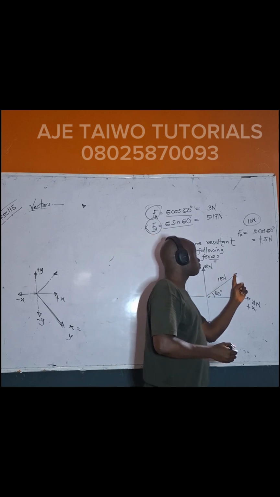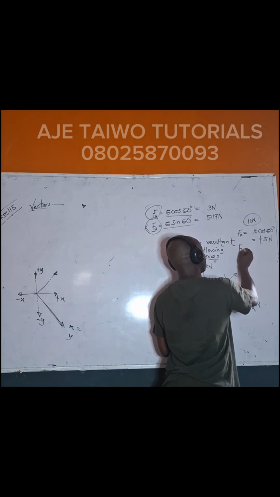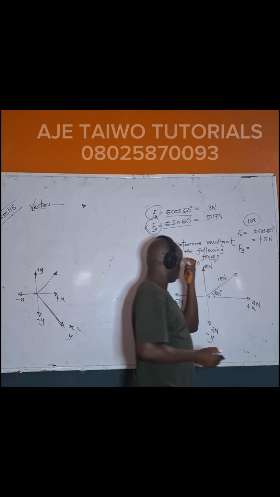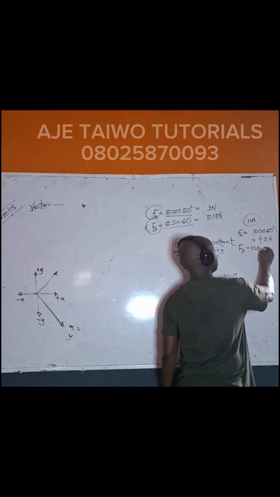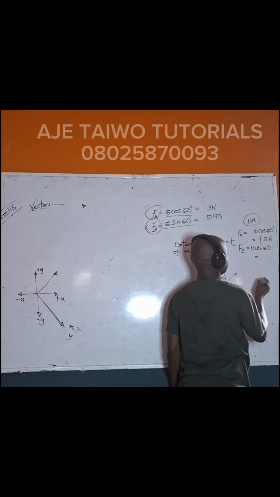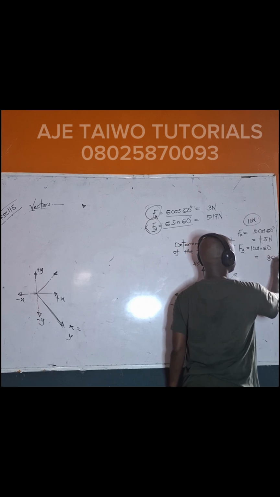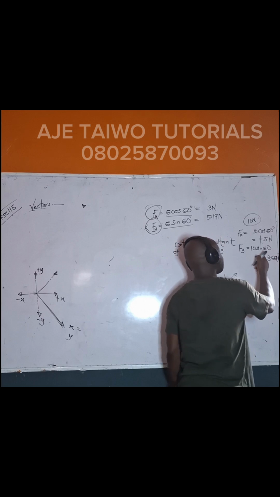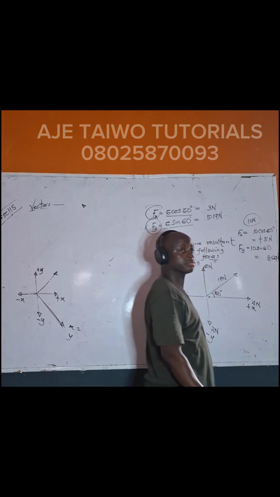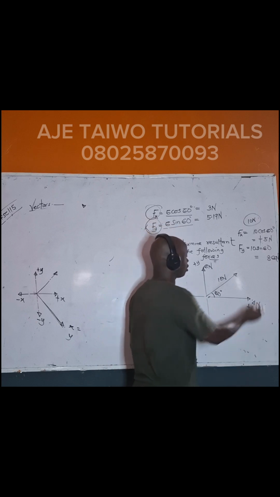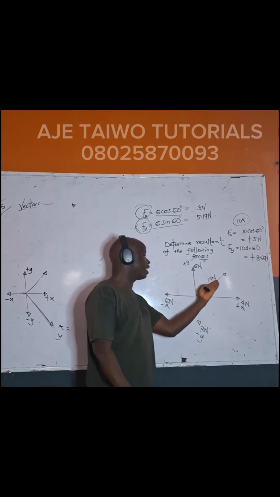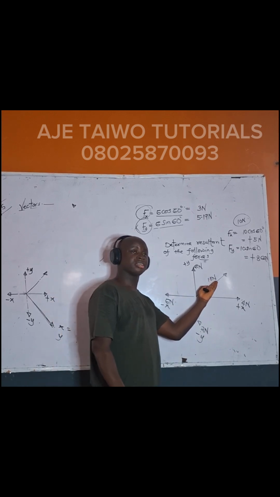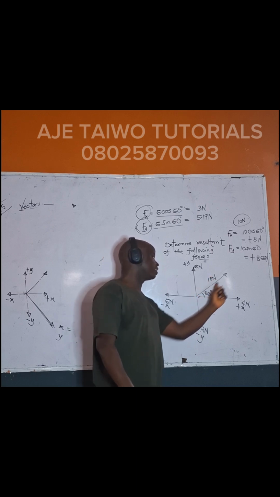So what's the Fy? 10 sine 60. What's the answer? 8.66 Newtons. Is it plus or minus? Plus. Why is it plus? It's in a place where Y is positive. Y is plus in this place.